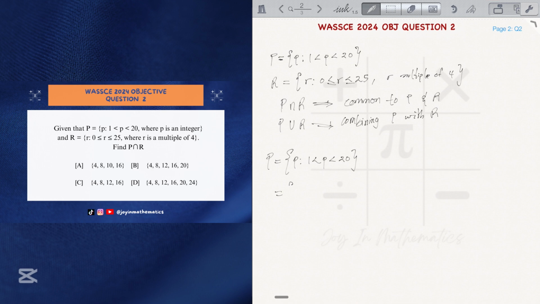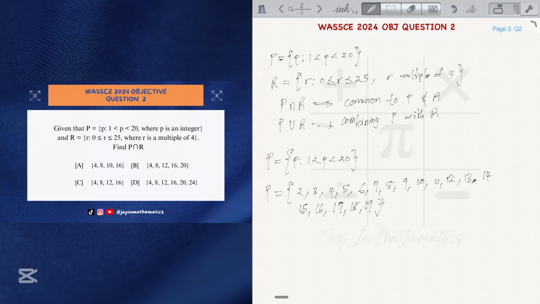So P has the component 2, since 2 is greater than 1. We write out 2, 3, 4, 5, 6, 7, 8, 9, 10, 11, down to 20. Oh no, we stop at 19 because it must be less than 20. So we have 12, 13, 14, 15, 16, 17, 18, and 19. These are the components of P.